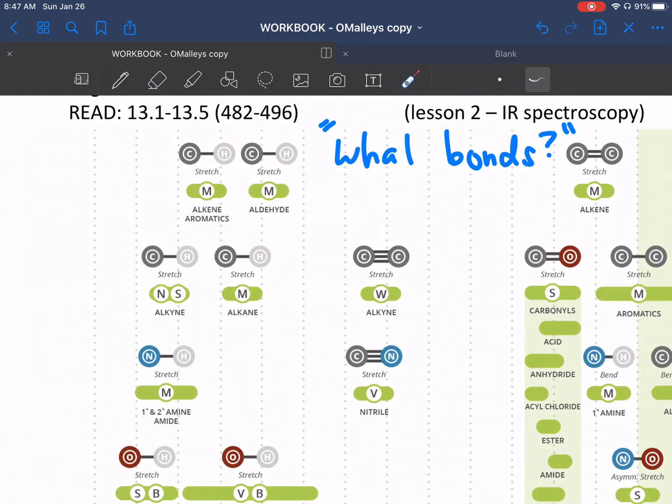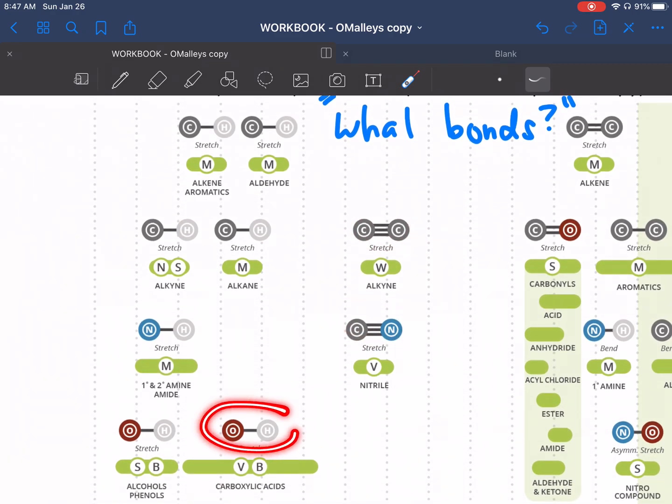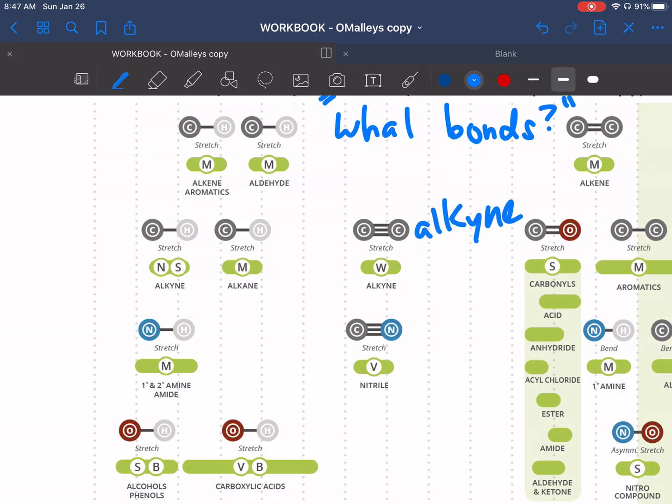So if a molecule contains a carbon-hydrogen bond, or a carbon-carbon triple bond, or a carbon-nitrogen triple bond, or an oxygen-hydrogen single bond, we'll be able to see those in the IR spectrum. And for us, that means that it answers what functional group is present. A carbon-carbon triple bond means I have an alkyne, or a CN would be a nitrile, an OH could be an alcohol, or an acid.